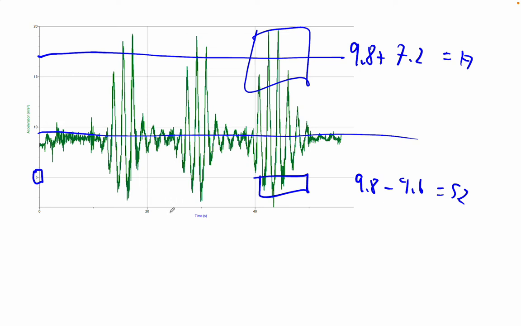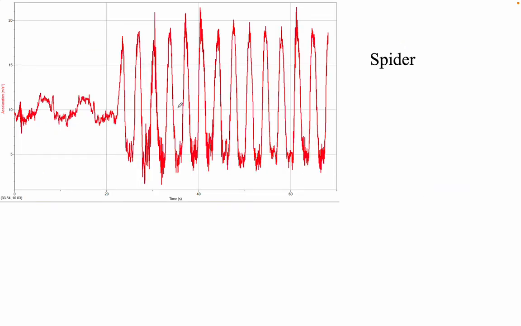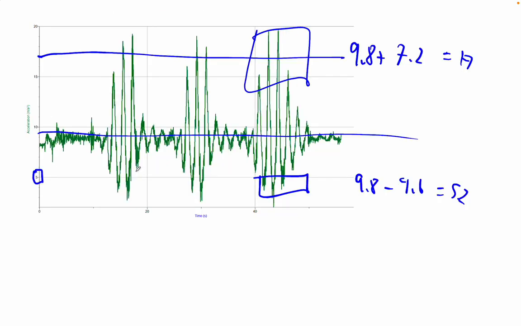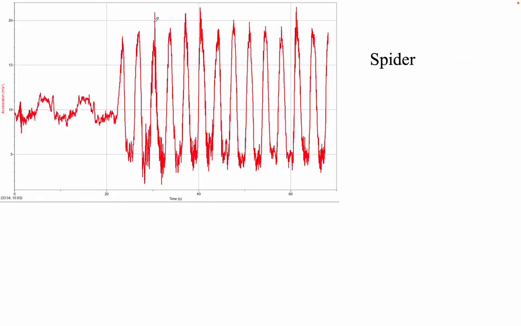And these are the vertical ones. The spider data is going to look like this. The spider is somewhat more aggressive. Whereas this approaches 20 meters per second squared, the spider generally exceeds that. But actually they're fairly similar. You wouldn't think the spider and the frog hopper would be comparable, but of course the spider's got the spin too.